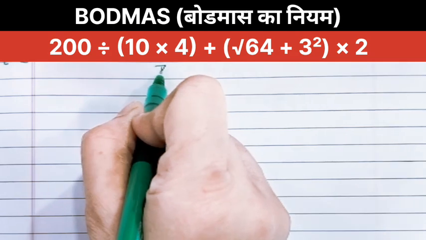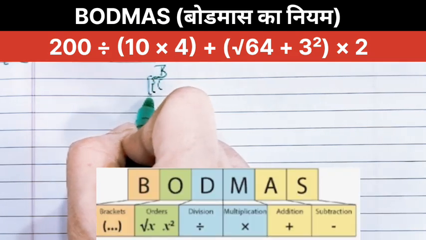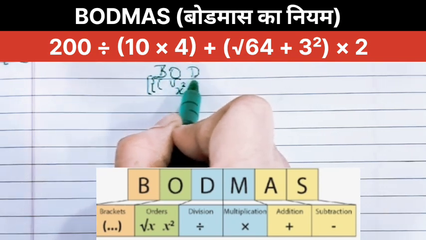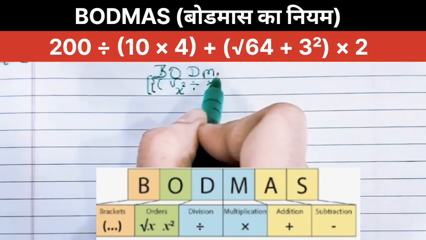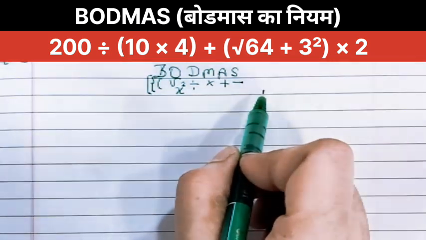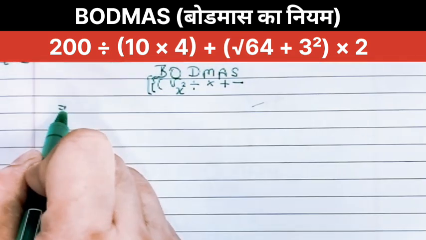The BODMAS rule says first we solve brackets: small brackets, curly brackets, then square brackets. O stands for orders, or we convert into multiplication, we solve roots and exponents. D stands for division, M stands for multiplication, A stands for addition, S stands for subtraction. According to this BODMAS sequence, we'll break down this expression step by step.